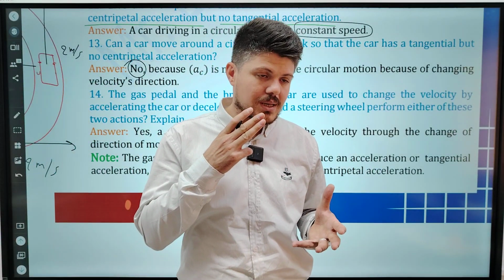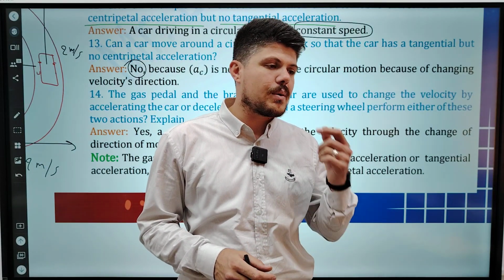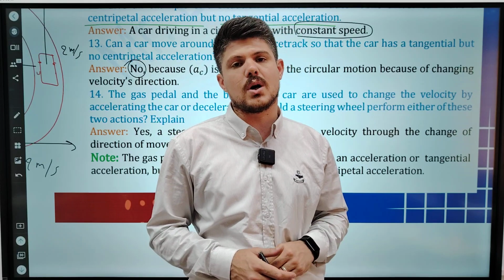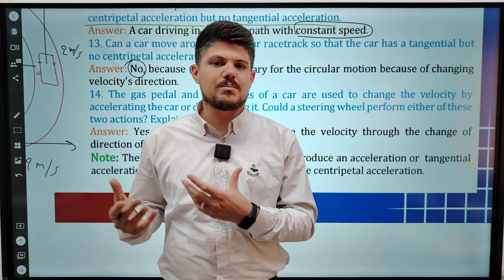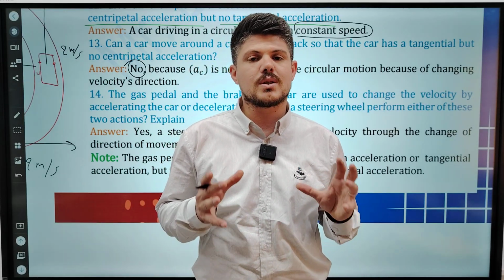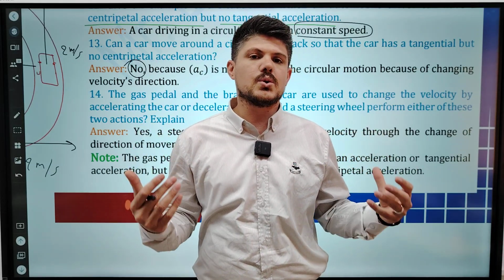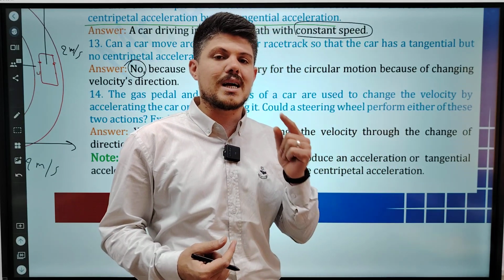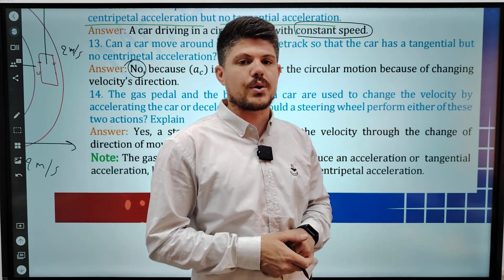Because by using the gas pedal and the brake, we can speed up and slow down the speed of the object, not its direction. We cannot change the direction by gas pedal. We cannot change the direction by brake. So that is why by using gas pedal and brake, we can produce the tangential acceleration, or tangential acceleration is produced as a result of the gas pedal and the brake.